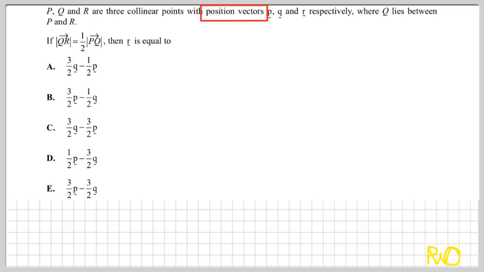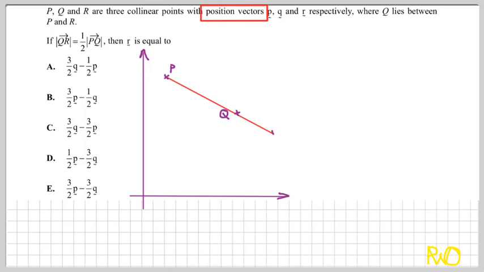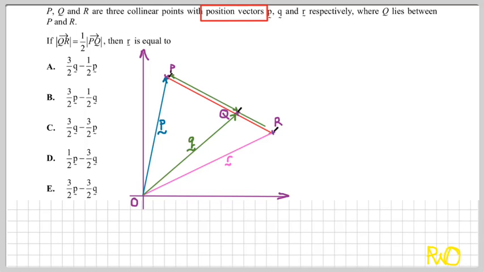So the collinear points P, Q and R are all on the same straight line, and Q lies between P and R. So I'll draw that diagrammatically, not to scale, just a schematic, relative to the origin, with Q between P and R. There's a ratio of 2 to 1 here, where the magnitude of QR is half the magnitude of PQ, okay? So this thing here is half the size of that thing there.